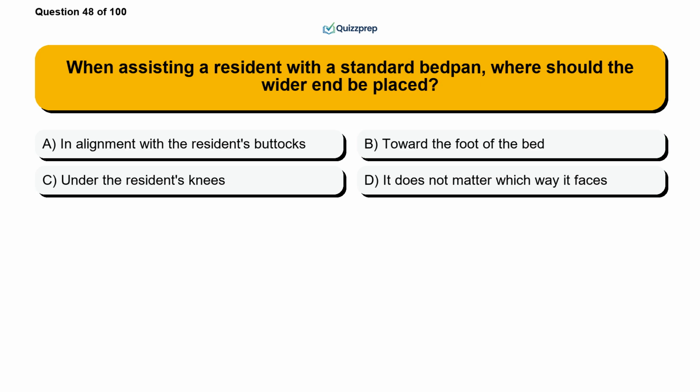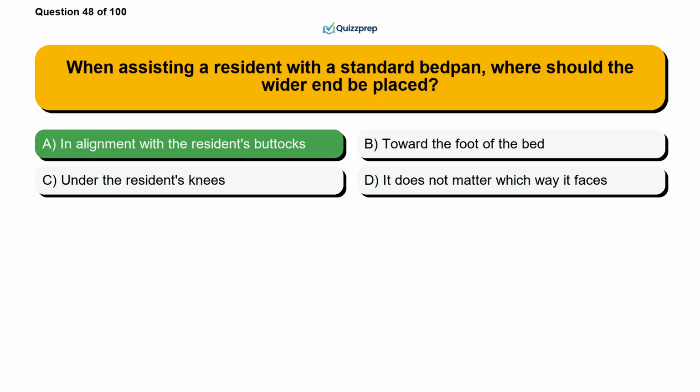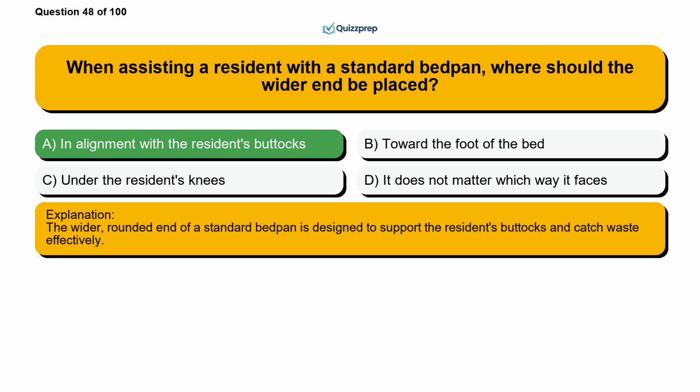Question 48. When assisting a resident with a standard bedpan, where should the wider end be placed? Option A. In alignment with the resident's buttocks. Option B. Toward the foot of the bed. Option C. Under the resident's knees. Option D. It does not matter which way it faces. The correct answer is option A. In alignment with the resident's buttocks. The wider, rounded end of a standard bedpan is designed to support the resident's buttocks and catch waste effectively.